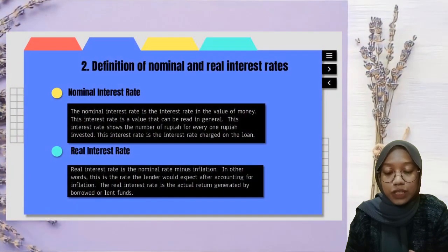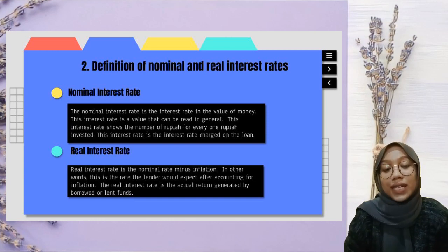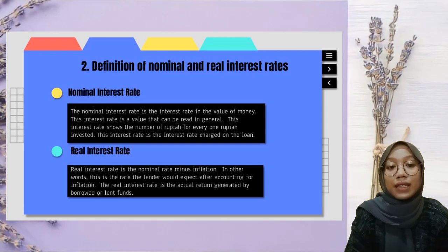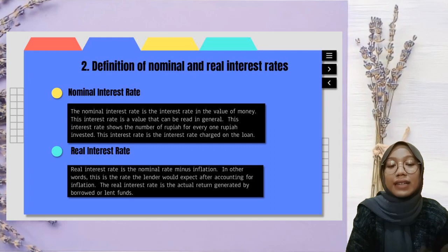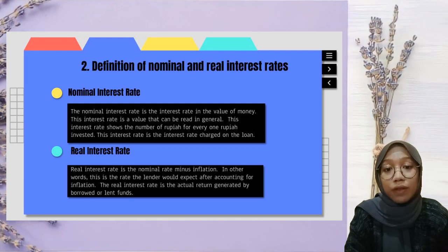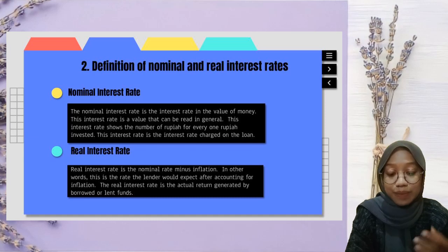Second, definition of nominal and real interest rates. Nominal interest rates. The nominal interest rate is the interest rate in the value of money. This interest rate is a value that can be read in general. This interest rate shows the number of rupiah for every one rupiah invested. This interest rate is the interest rate charged on the loan.